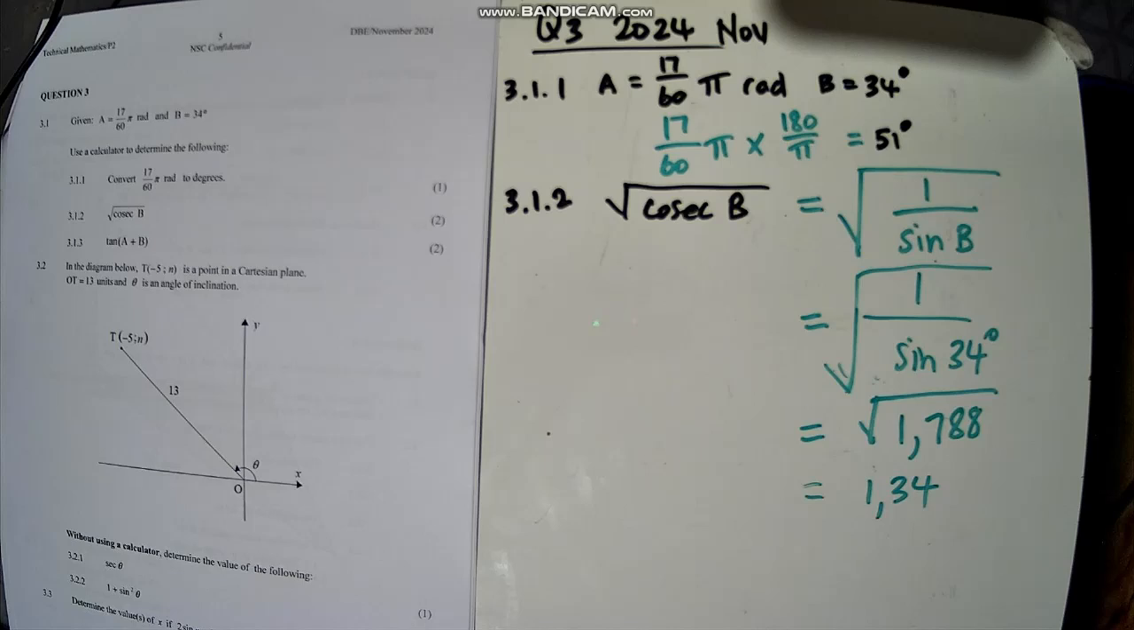And that will give you 1,34. Do note, if you use that as a fraction under the square root sign, it's going to give you a maths error. You need to punch in 1 over sine 34 first, get that answer, and then square root that answer. Okay, and for that it is 2 marks.